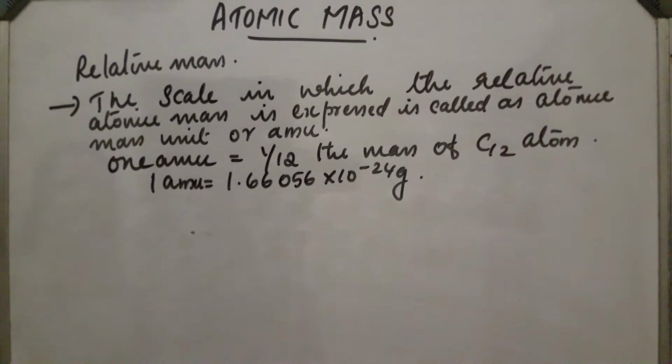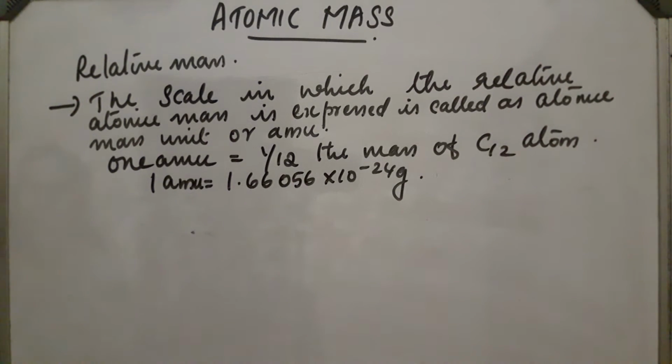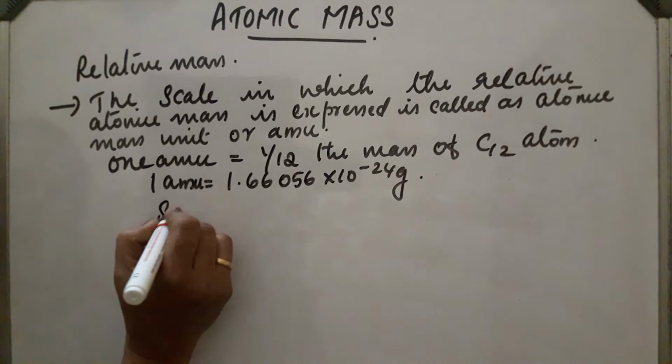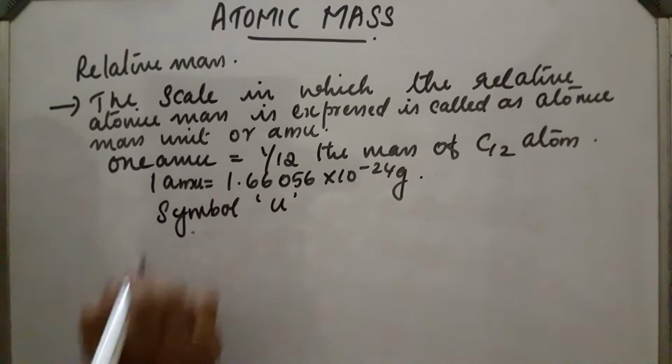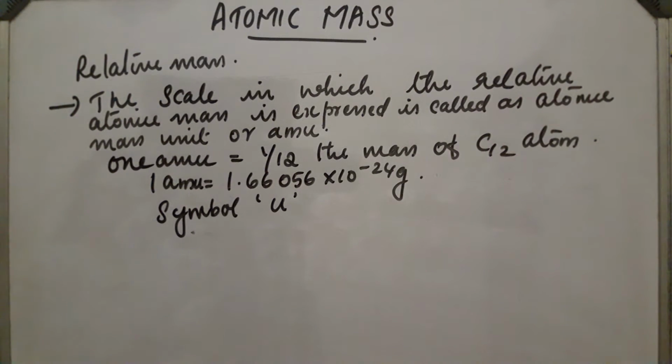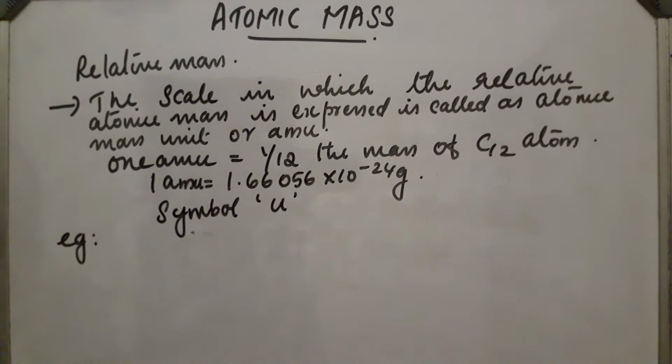Now, in order to determine the atomic mass, we have to compare this value with the mass of the other elements, and we can determine the atomic mass of that particular element. And the symbol used for AMU is U. Instead of AMU we can write U also.